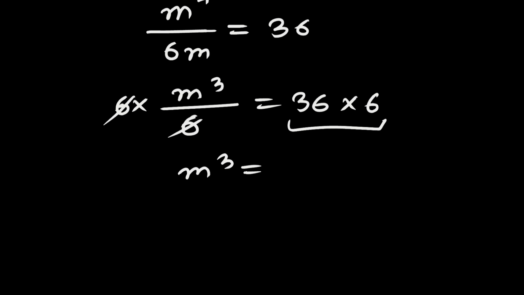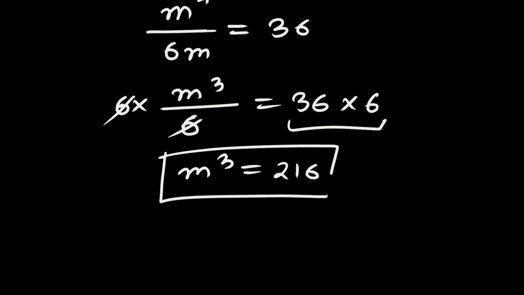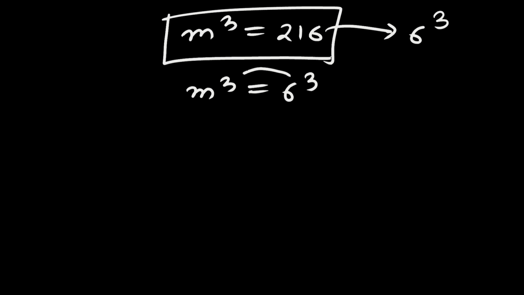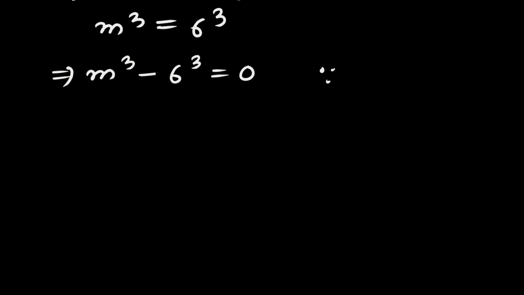Now notice something very useful here. 216 is exactly 6 raised to the power 3, so we can rewrite the equation as m cubed equals 6 cubed. Next, move everything to one side of the equation so that we have m cubed minus 6 cubed equals 0. Now, pay attention because this is a standard algebraic identity called the difference of two cubes.